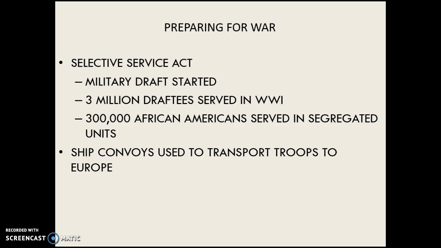And then the other thing is the ships, the way they traveled. The way Americans kind of figured out how to travel against these U-boats is to travel in convoys. So they travel in groups. That way, if one gets shot down, they could save the survivors. And it was safer that way to travel in groups.